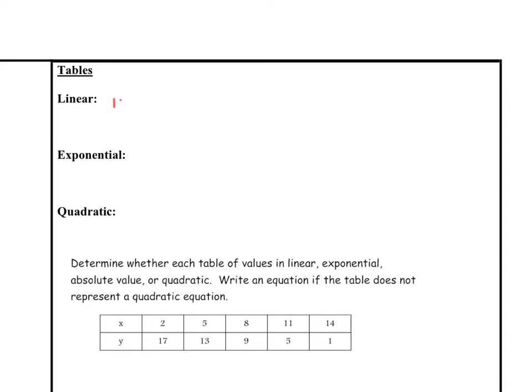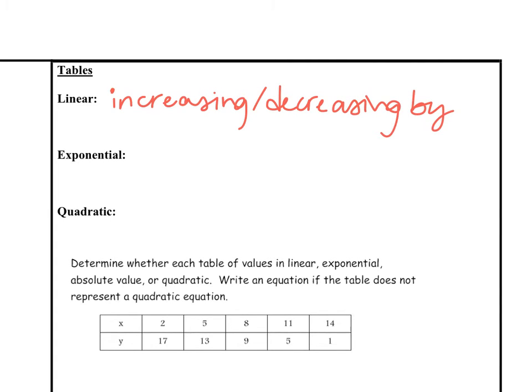Okay. And when it increases and decreases, how is it doing that? Like add, subtract, multiply, divide? Okay. It's going to add or subtract. Keep in mind that your table might skip a few numbers, but as long as the slope actually stays the same, it's still going to be linear, right?